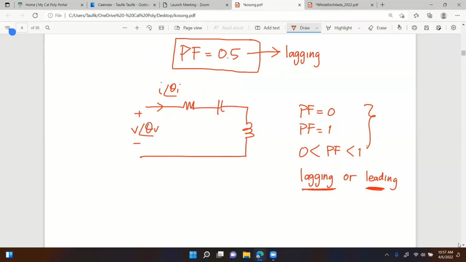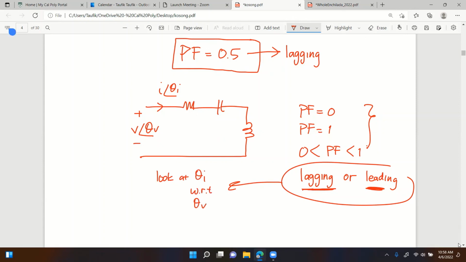Which one is lagging? So you look at the current basically. Is the current lagging the voltage or is the current leading the voltage? If the current is lagging the voltage, that means we have a lagging power factor. If the current is leading, that means we have leading power factor. So always look at the current with respect to the voltage in order to determine whether you have lagging or leading. Is that clear? So in order to determine this, look at theta I with respect to theta V. Any questions?